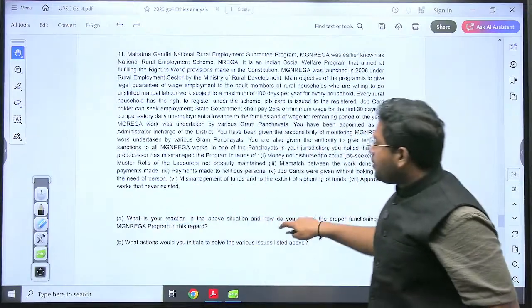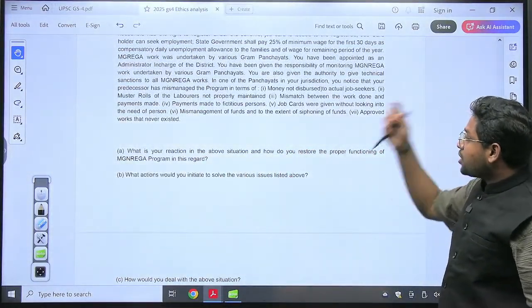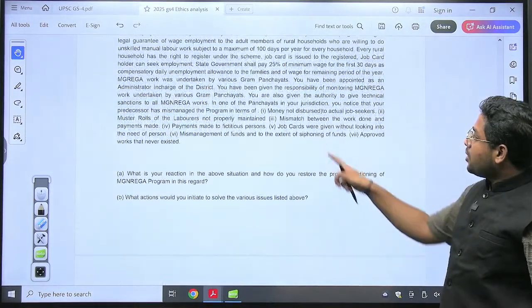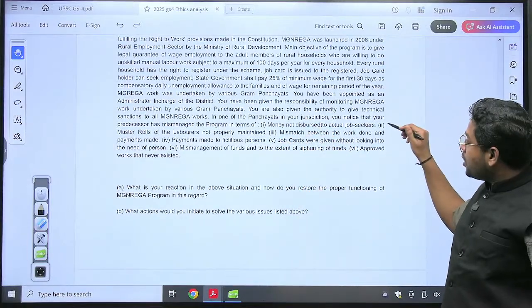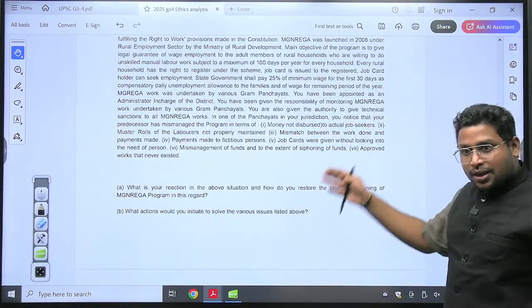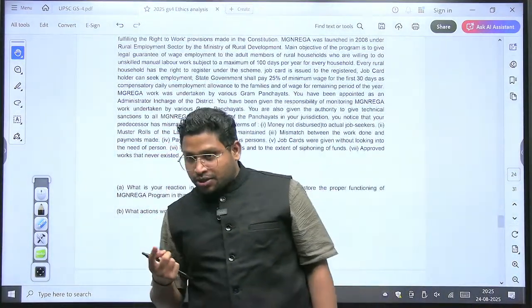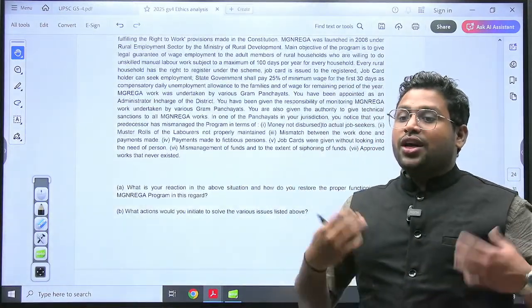The point is what they were asking, what is your reaction in this particular situation? What action will you take to initiate to solve the various issues listed? The point is there are so many problems which are already discussed over here. All these issues are already there. Same you are using in your answer. Core problem is the earlier officer did this mistake, or maybe he has done it deliberately. Are you going to take action?